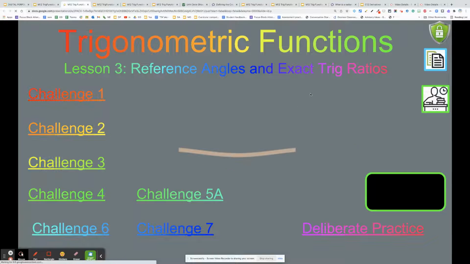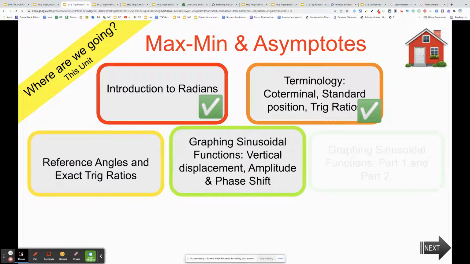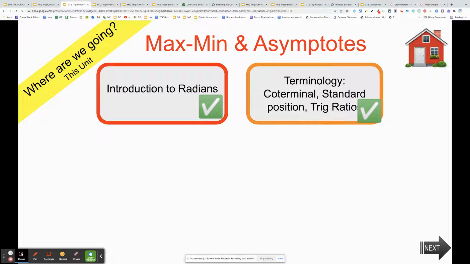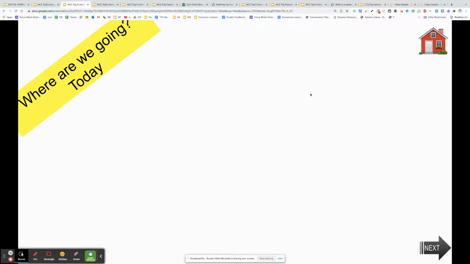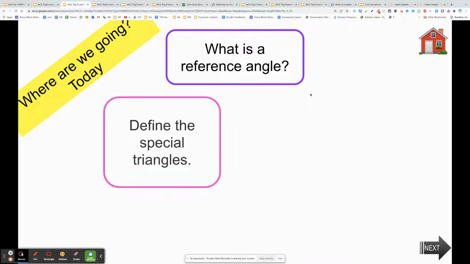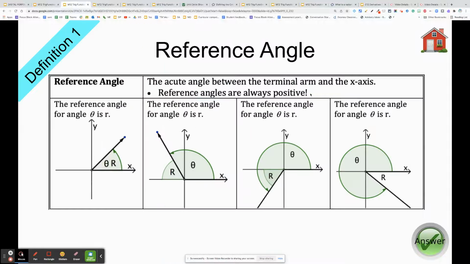So let's get right in with reference angles and exact trig ratios. We've already looked at radians, we've defined coterminal, standard angles and standard position, and trig ratios. Today we're going to look at reference angles and exact trig ratios. What is a reference angle? Define special triangles and determine exact trig ratios. And when are the ratios positive and negative?